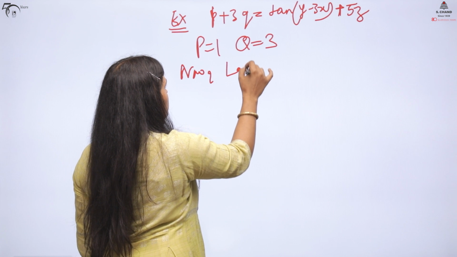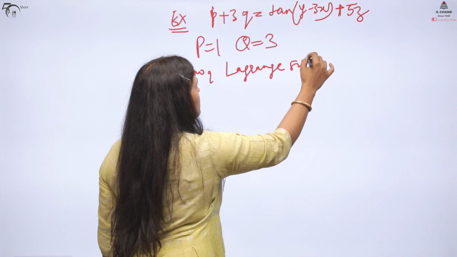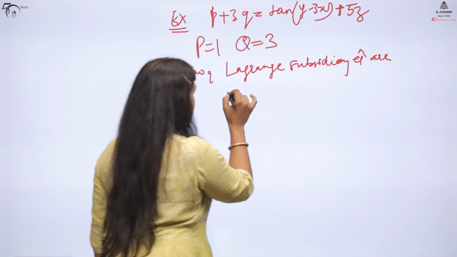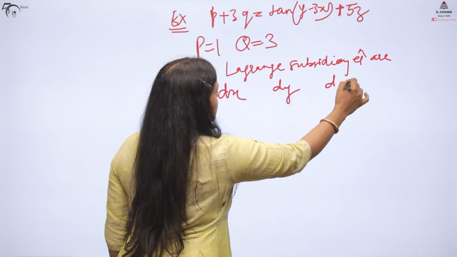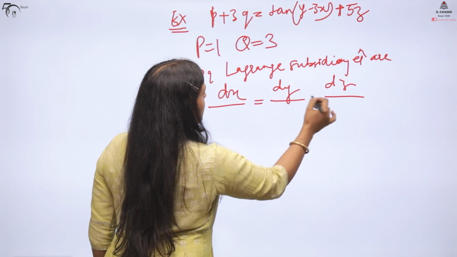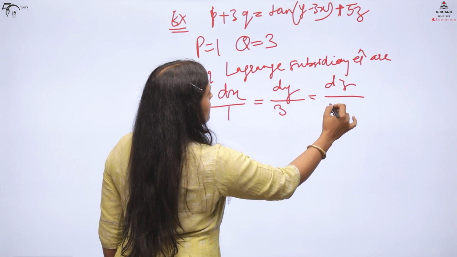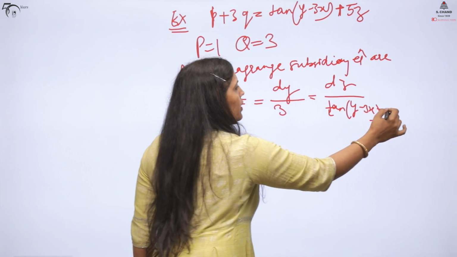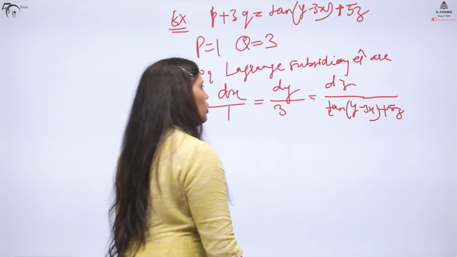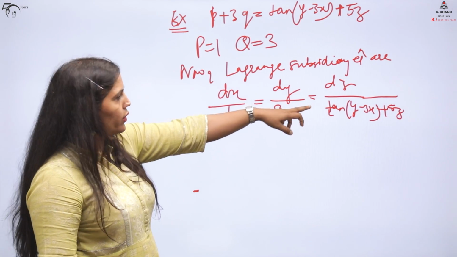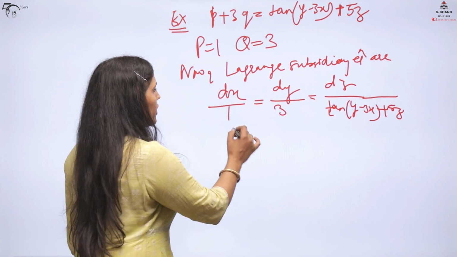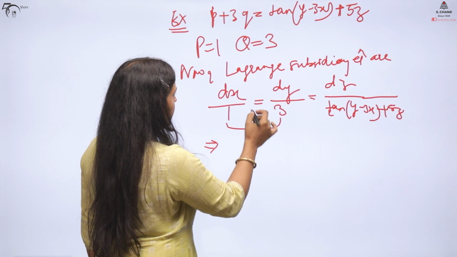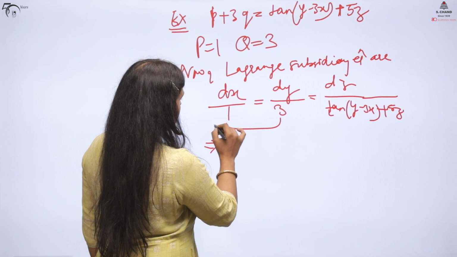Write the Lagrange subsidiary equations: dx, dy, dz. This is 1, this is 3 and this is tan of y minus 3x plus 5z. Now you see, the first two equations look very simple but the third one is very, very complicated. Let's take the first two first and see if anything helpful comes. So we can easily take up first and second.